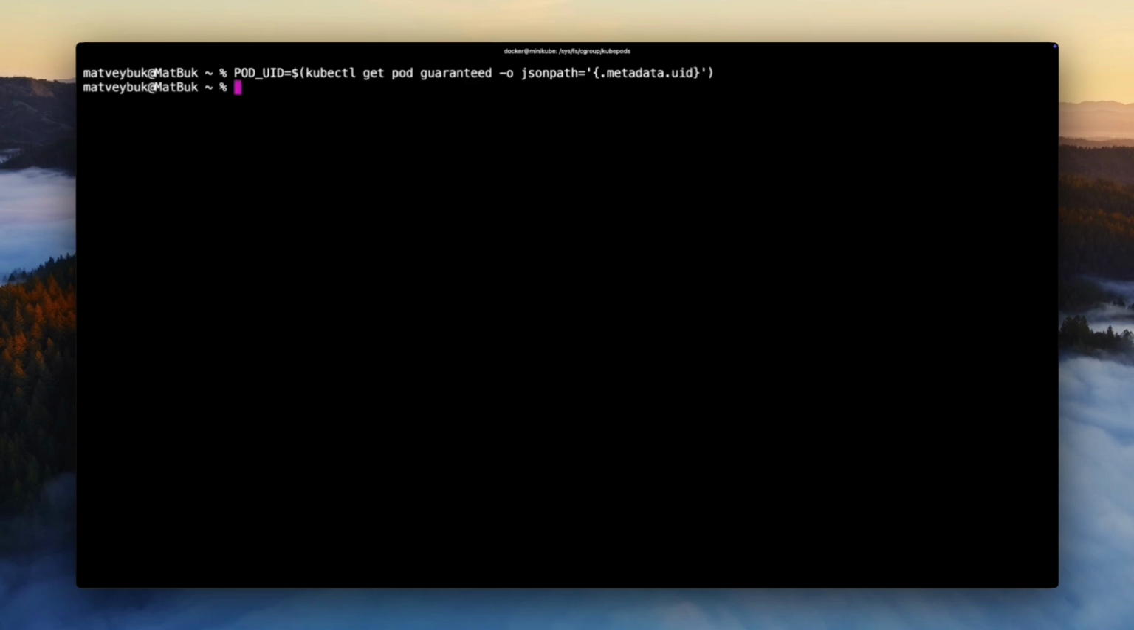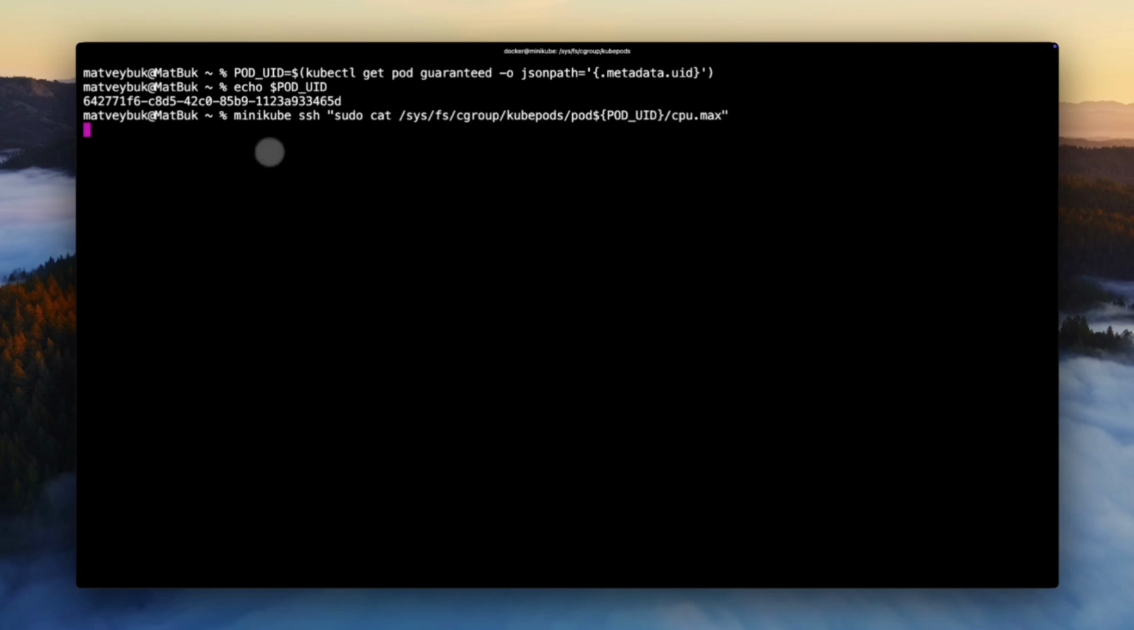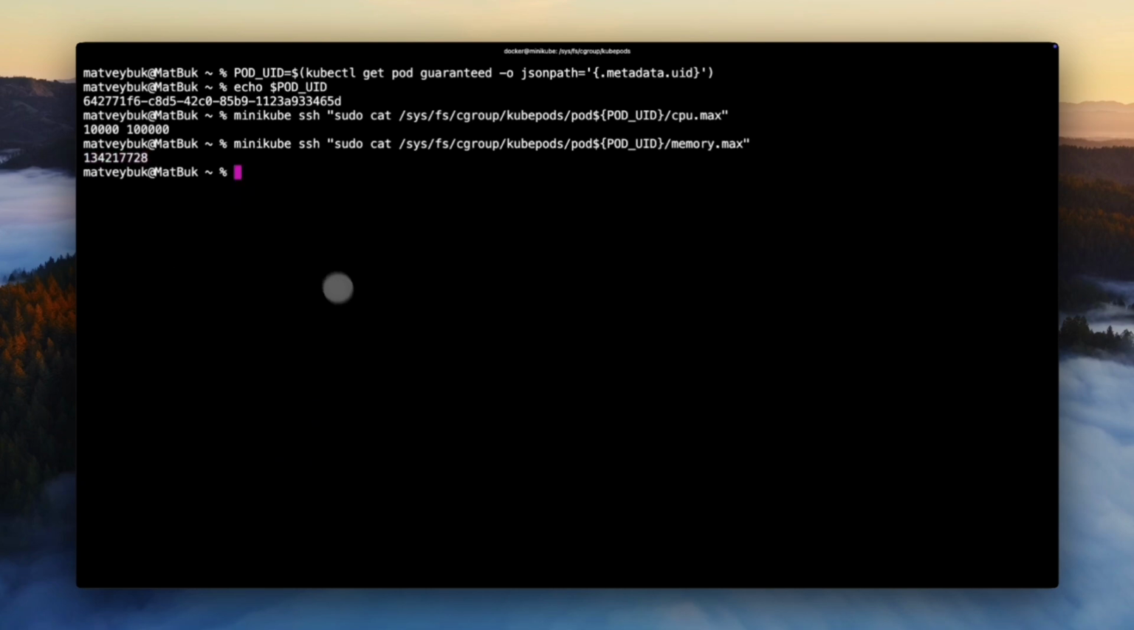So let's inspect the guaranteed pod. Back on our macOS terminal and then get pod UID. Now we'll check the cgroup settings for this guaranteed pod and we see cpu.max. So the pod spec CPU 100 millicores directly translates to cpu.max in the cgroup. We will check memory limit and we see that it's 128 megabytes. So memory limit is directly set from pod spec. This is the kernel enforcement point. So let's compare with the burstable pod. We will get burstable pod ID and check its cgroup path.